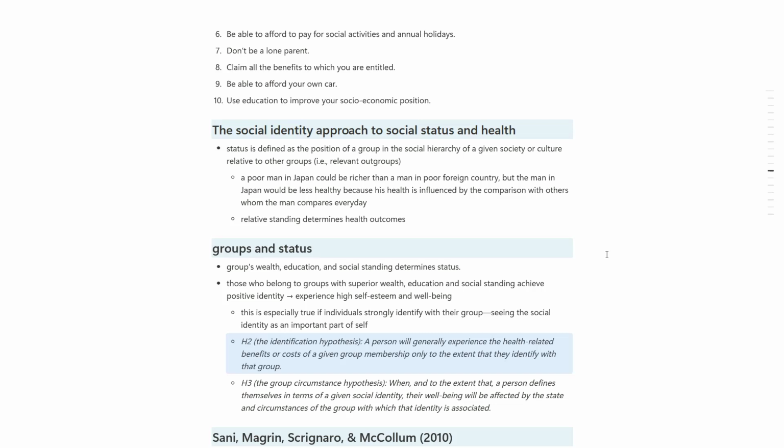Okay. And also there was another hypothesis, hypothesis 3, the group circumstance hypothesis. When and to the extent that a person defines themselves in terms of a given social identity, their well-being will be affected by the state and circumstances of the group with which that identity is associated. So the higher the social status of the group is, the more a member of that group can enjoy the benefits from that group. And that depends on the extent to which the person identifies with that group.